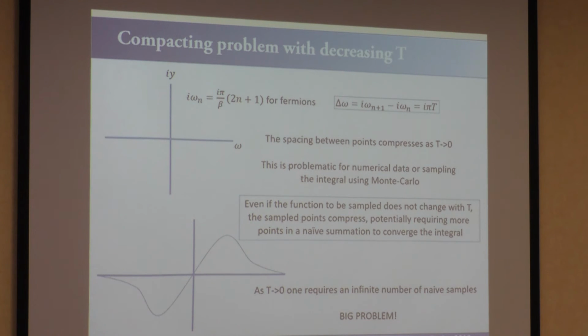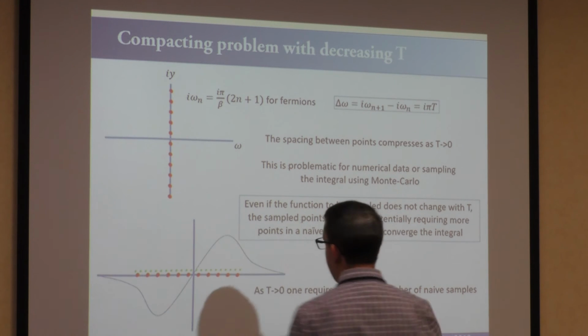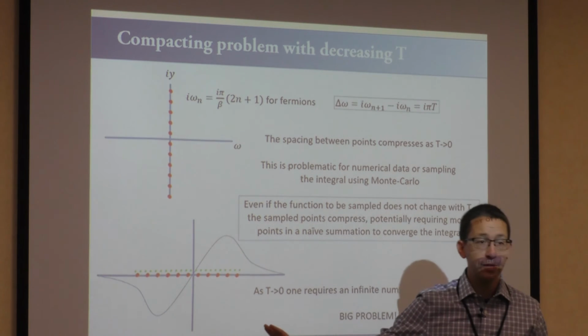There's a bigger problem, and it has to do with how the problem scales with decreasing temperature. As you decrease the temperature, beta in this formula increases. So the spacing between two Matsubara frequencies shrinks. As T goes to 0, the spacing between them is 0. That's a huge problem, okay? And just to try and illustrate that, say I have a function that I want to integrate.